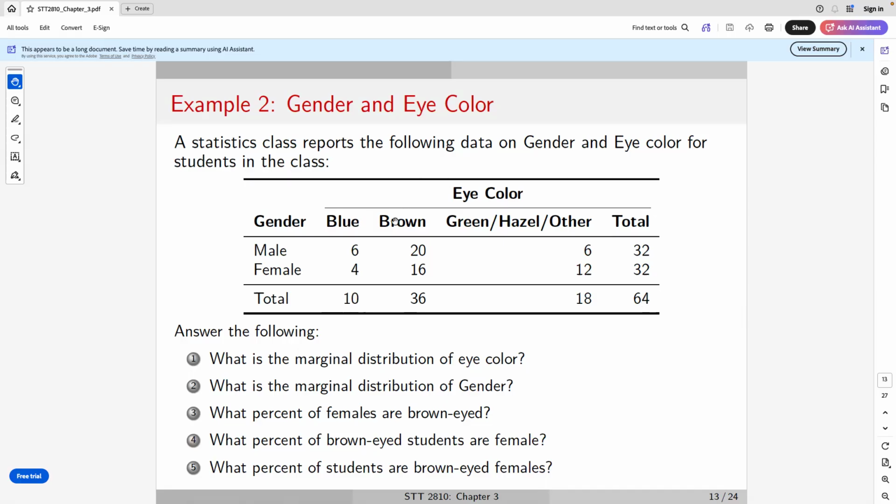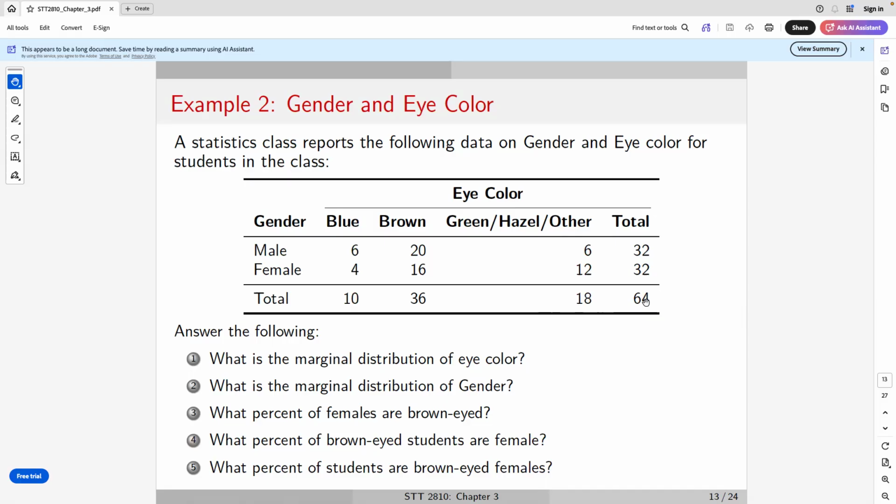Then we go and do brown. What is the total number of people with eye color that is brown? 36. 36 divided by what? The total. And then the last one, we have green, hazel, or other. I expect you to write these down. How many are they? 18. 18 divided by what? The total. That is how to find the marginal distribution of eye color.